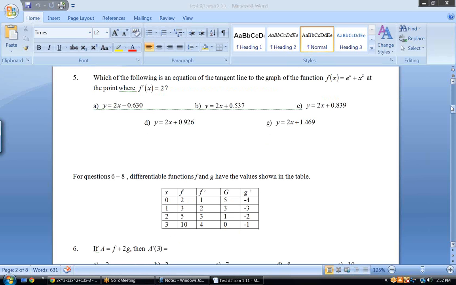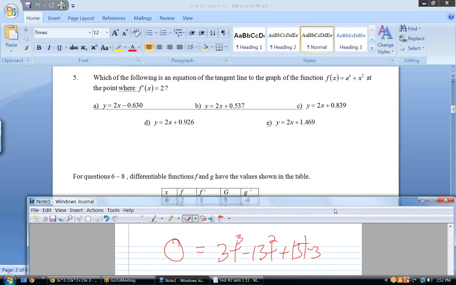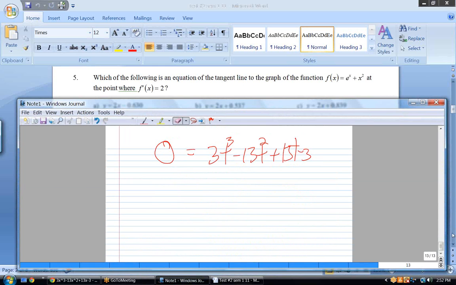Okay, so what's the strategy here going to be for 5? Just for which of the following, you take the derivative of the original function, and then find what the slope is at 2, so that you could write a tangent line, and then you'd see which one of those is the tangent.